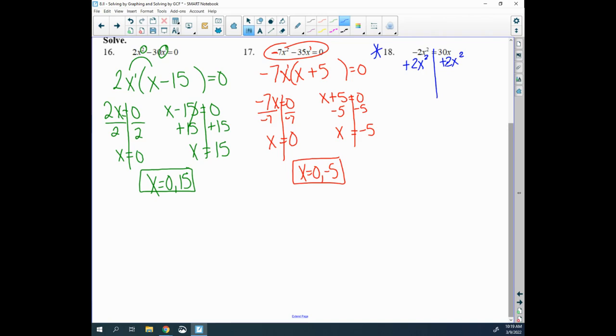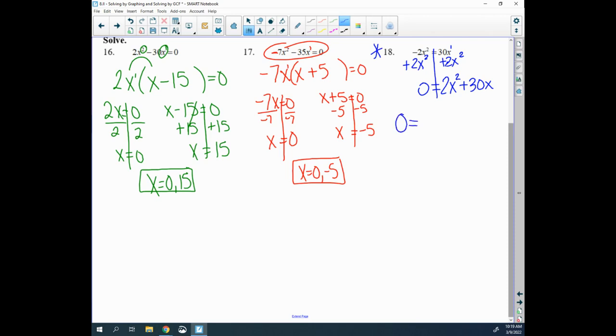Well, negative 2x squared plus 2x squared is 0. Over on this side, these are not like terms. This is x to the second, this is x to the first. So I'm going to put the biggest exponent first, put it in standard form. So that's 2x squared and a positive 30x. Once you have it equal to 0, then you can factor.